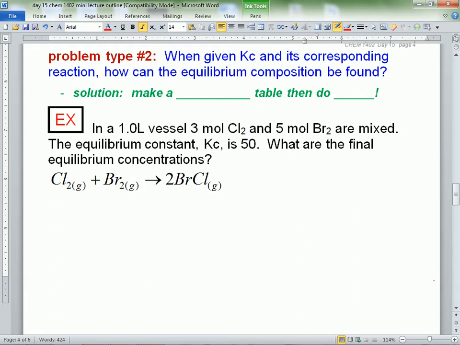Before, they wanted to know the concentrations of everything at equilibrium, but they gave you one of the answers. Here they're not giving you anything. They're just giving you Kc and the reaction. You figure it all out. The solution: make a blank table, then do blank. Does anybody know what I'm driving at? Well, we're going to do ICE.